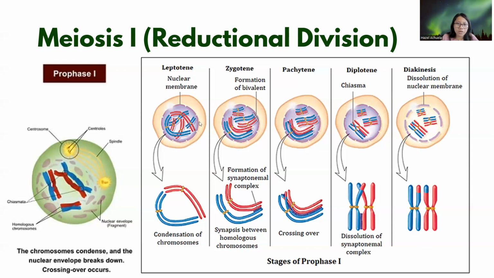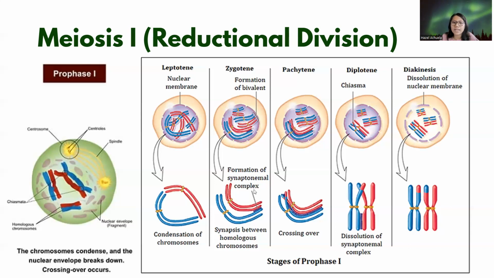This is actually the nuclear membrane. Until the end of prophase 1, ma-complete yung dissolution ng nuclear membrane. Okay, so ang nangyari pa lang kasi at leptotene, condensation of the chromosomes or shortening, dapat ma-compact, densely packaged yung chromosome. Next, in the zygotene, the bivalent forms.